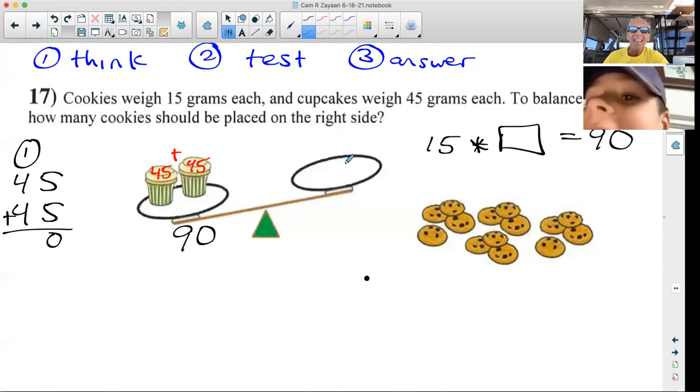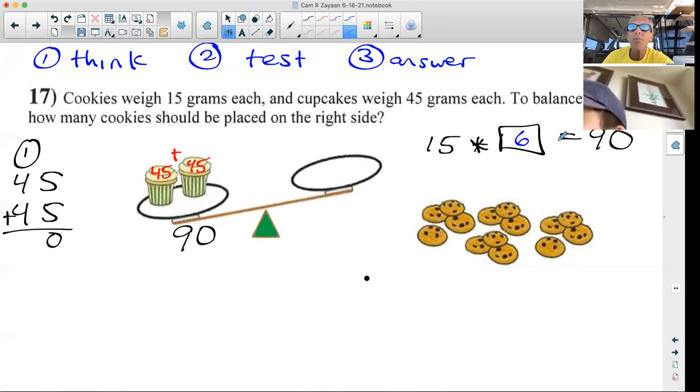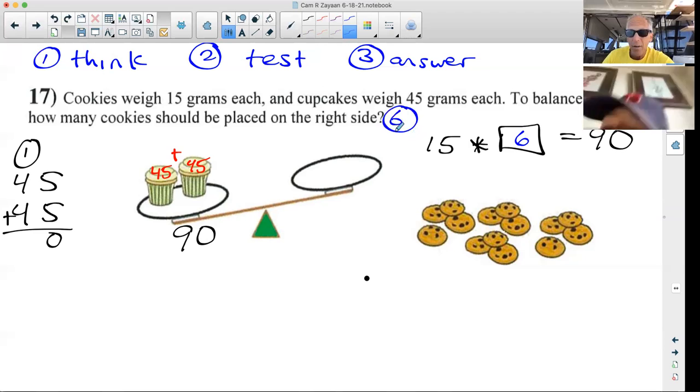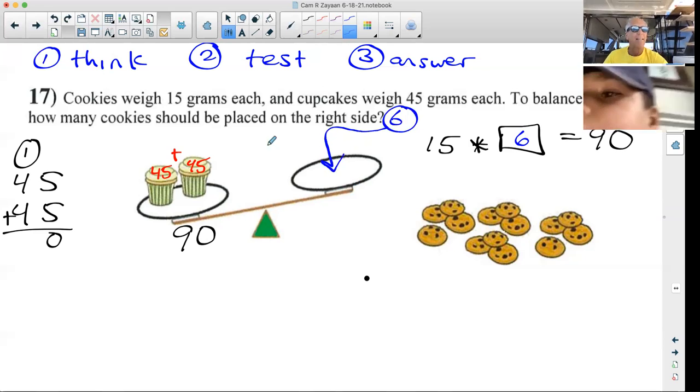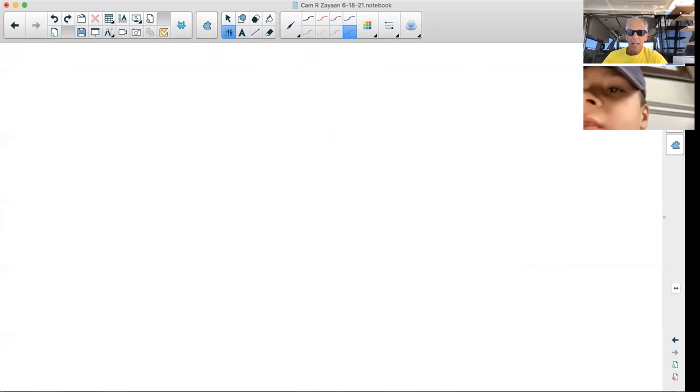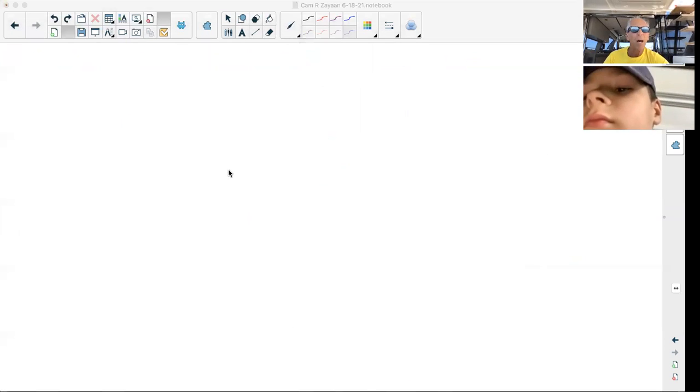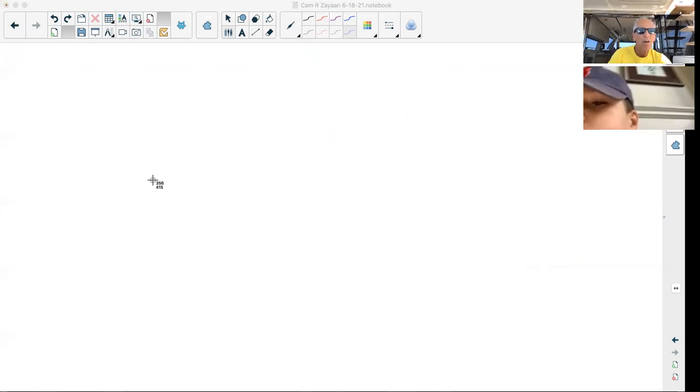So 6 cookies. Yes. Cam, I'm so proud of you. You are really exploding with great thinking today. Exactly 6 cookies. That's amazing. That's really incredible. Now, I don't think we're going to have time for another one, but let's kind of think about it, and then we can do some work with it next week.